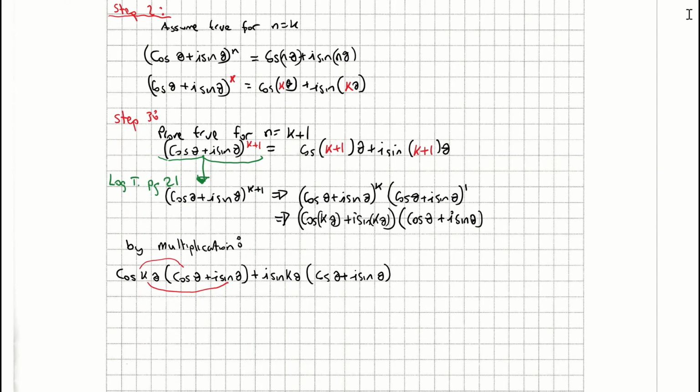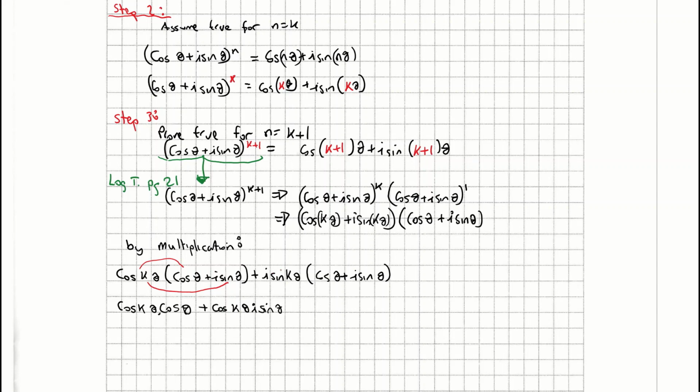So cos k theta by cos theta is becoming cos k theta times cos theta. So I can put a little dot there to indicate multiplication if you want. I'm basically just taking them out of brackets. My second jump, cos k theta by I sine theta, becomes plus cos k theta times I sine theta. So that's my first bracket done.